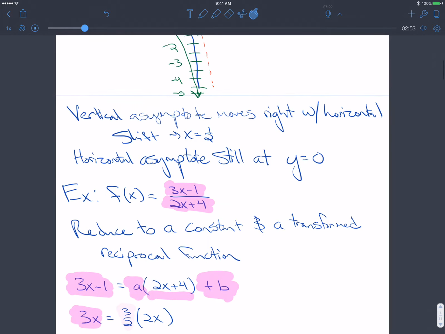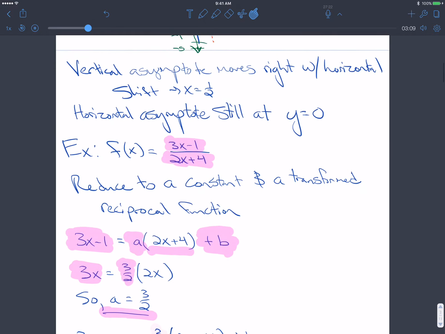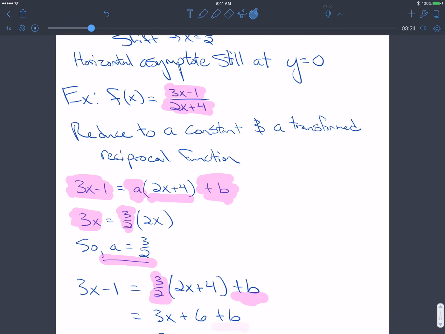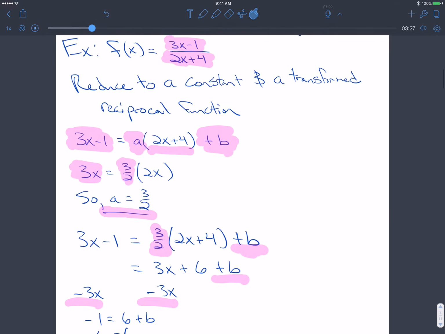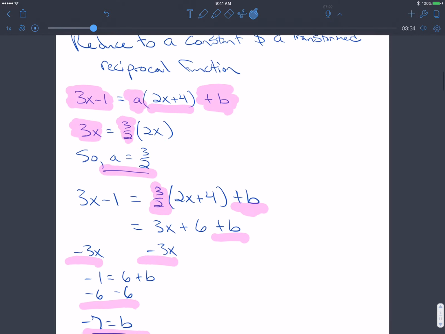The x is a big deal here. I need to make sure my x's match. So for a times 2x to equal 3x, I need to multiply by 3/2. So that tells me that the a in that case would be 3/2, which reduces that down. So I have 3x minus 1 equals 3/2 times 2x plus 4, the whole quantity, plus some constant b that I still have to figure out. So 3x minus 1 equals 3x plus 6 if I distribute the 3/2, plus b. Subtract the 3x from both sides, getting me -1 is equal to 6 plus b. Subtract the 6 from both sides, and that tells me b is -7.